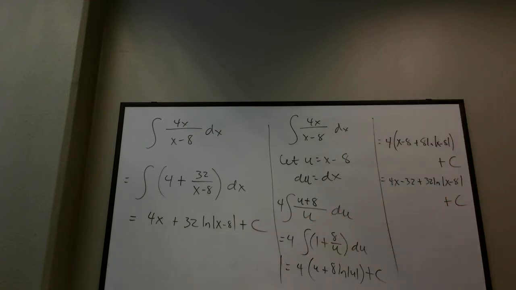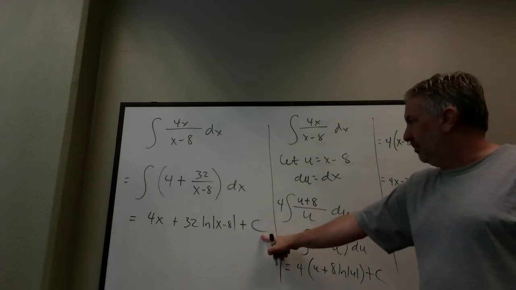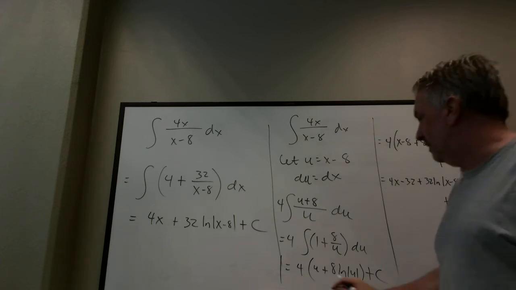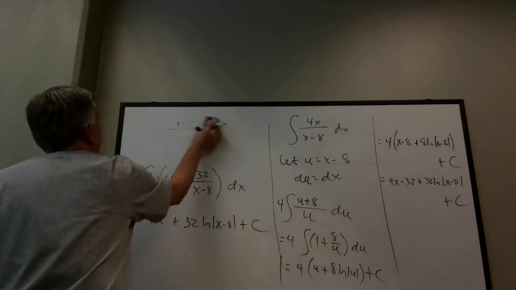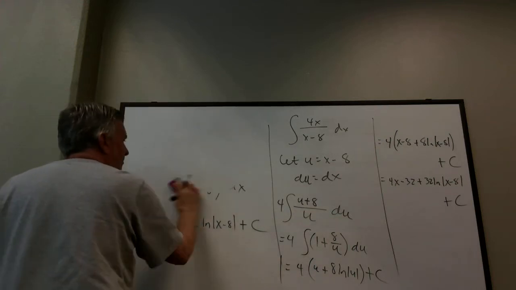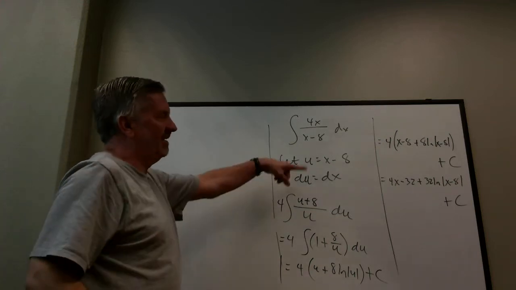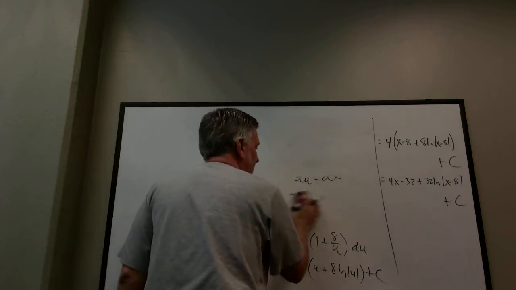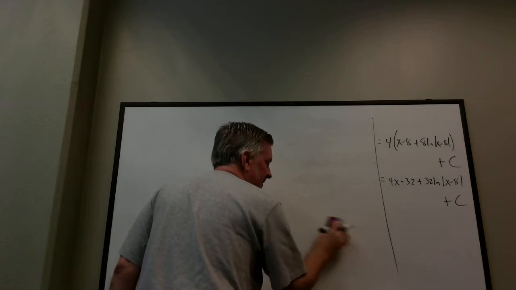It should be the same thing. We have a 4x and a 32 natural log absolute value of x minus 8, but I've got an extra minus 32. Does that throw anything off? Well, no. That's the idea of the plus c, remember. Minus 32 plus a constant is another constant. So they are the same answer. So there's 2 different ways you could have done that problem. But I really wanted to go through the long division again because a problem may not work that great the way we did here, especially if it's not a linear substitution.